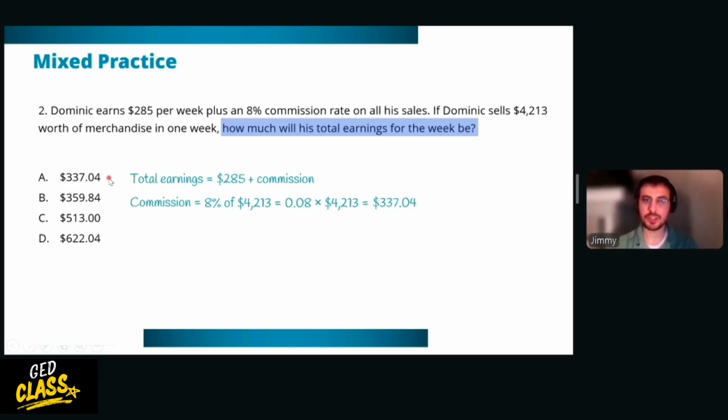Am I finished? Can I just select choice A and move on? No, good catch, because they don't want to know just what the commission is. They want the total earnings. So we've got to add the commission amount to our $285 from earlier. And when we do that, we get $622.04, which is choice D, the correct answer.